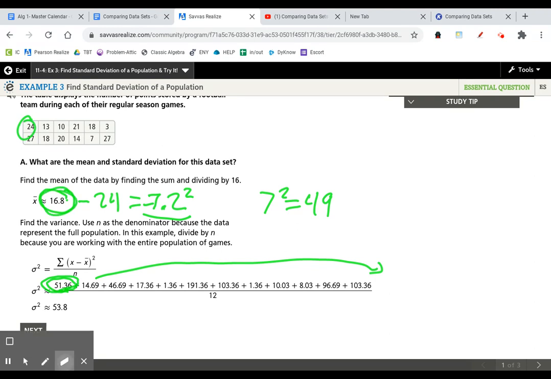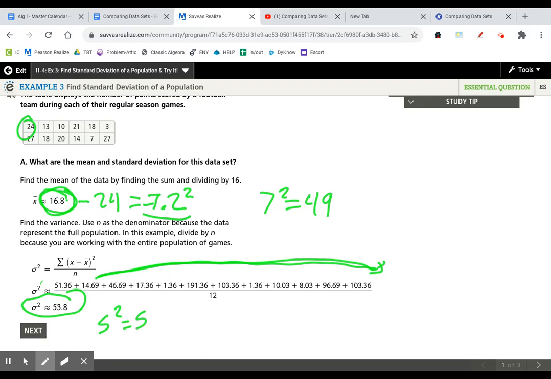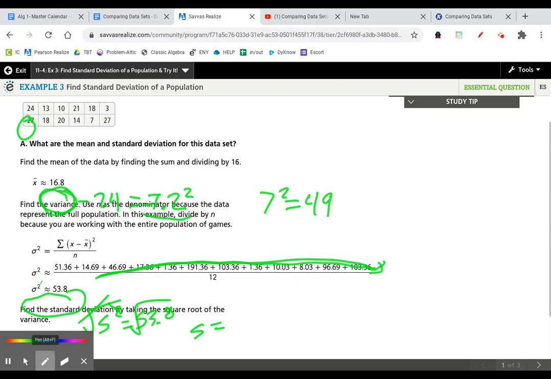We get this 51.36, and then it did it for all 11 other data values, this arrow right here. And then we find the sum, so it adds them all. We divide by 12 because there's 12 data points. We get this here. And again, we need to get this sum by itself. We have the sum squared equals 53.8. Well, we have to do the inverse of squaring, so square root both sides. It's probably going to tell us here, what do we got? The standard deviation. Okay, we take the square root.